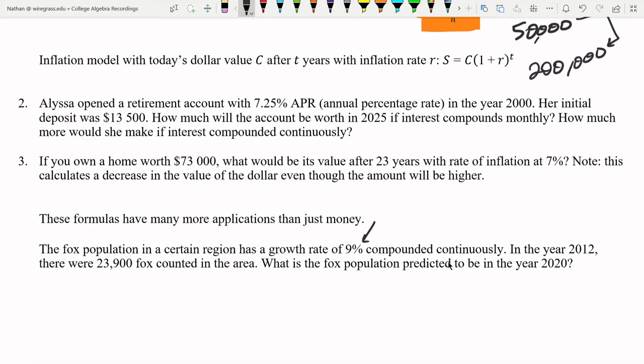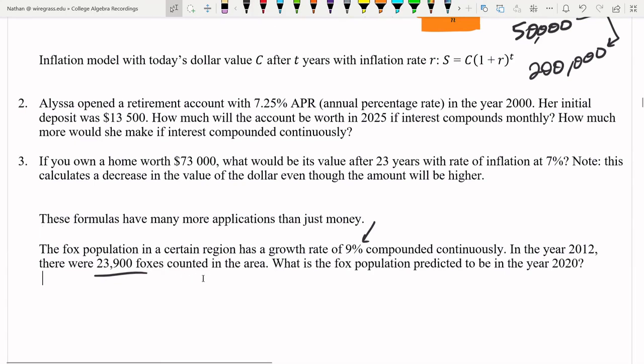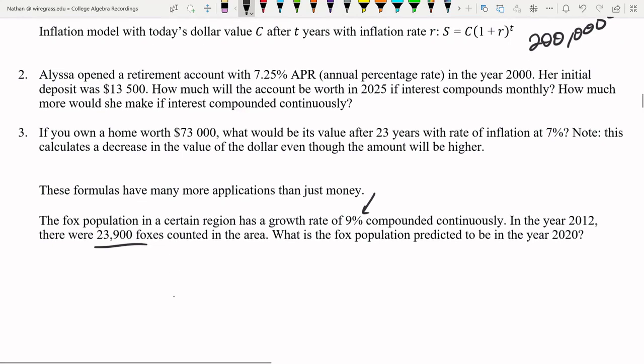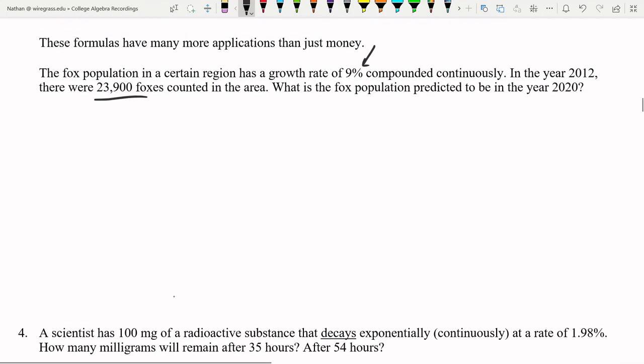So in the year 2012, there were 23,900 foxes. They were counted in the area. And what is the fox population predicted to be in the year 2020? So we have a growth rate of 9%. So R equals 0.09. And the year 2012 is our starting year. So think of this as year 0. This is like t equals 0. And we have a starting population, or our principal, think of principal as the starting amount, really, of 23,900.